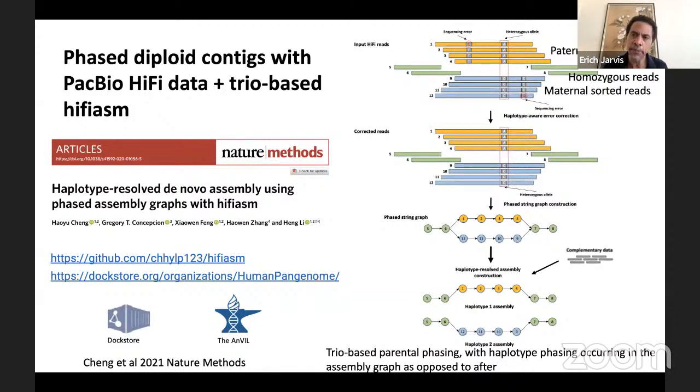And so what was so special about this type of approach from Heng Li's group is that not only does it try to phase the haplotypes, but it phases the haplotype data in the assembly graph here, as opposed to phase and assemble contigs separately. And so with this phasing of the data using the parental data, maternal and paternal data, in the assembly graph, that process itself led to a more accurate assembly in both structural accuracy and base call accuracy.